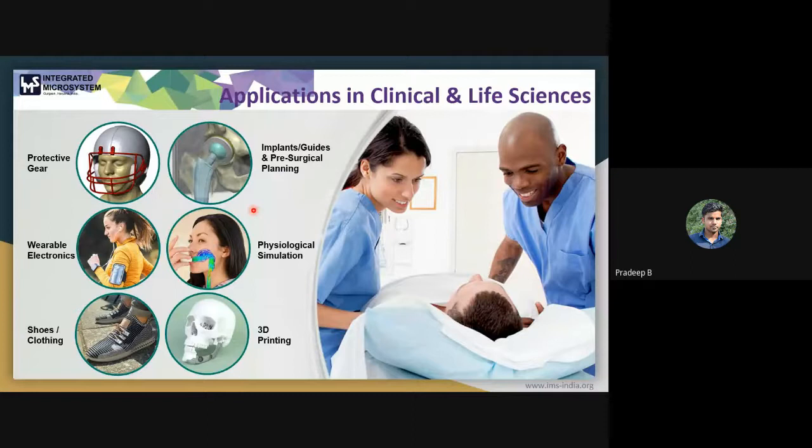Then we can use it in the field of 3D printing. For 3D printing preparation, we can prepare our 3D model for surgical planning, for research, and for teaching purposes.